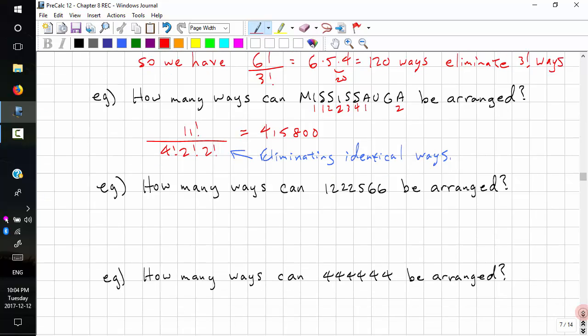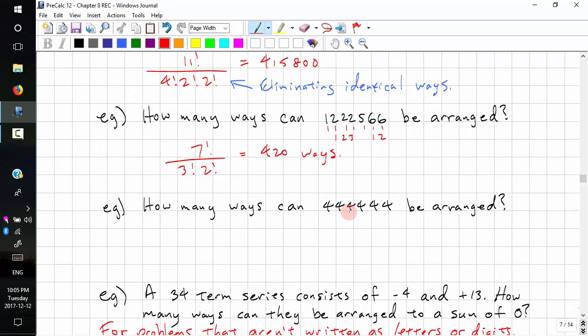And it doesn't have to just be letters, it could be digits. How many ways can we arrange 1, 2, 2, 2, 5, 6, 6? So there's 7 digits. We have 3 identical digits and 2 identical digits. So 3 factorial, 2 factorial. And we do it on our calculator and we get 420 ways. And how many ways can 444444 be arranged? Well, we have 6 digits, but it's repeated 6 times. This is 1.